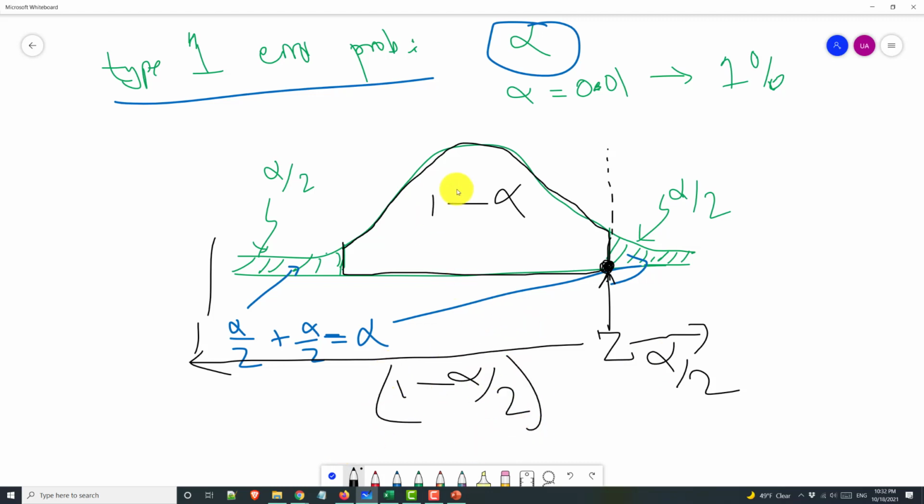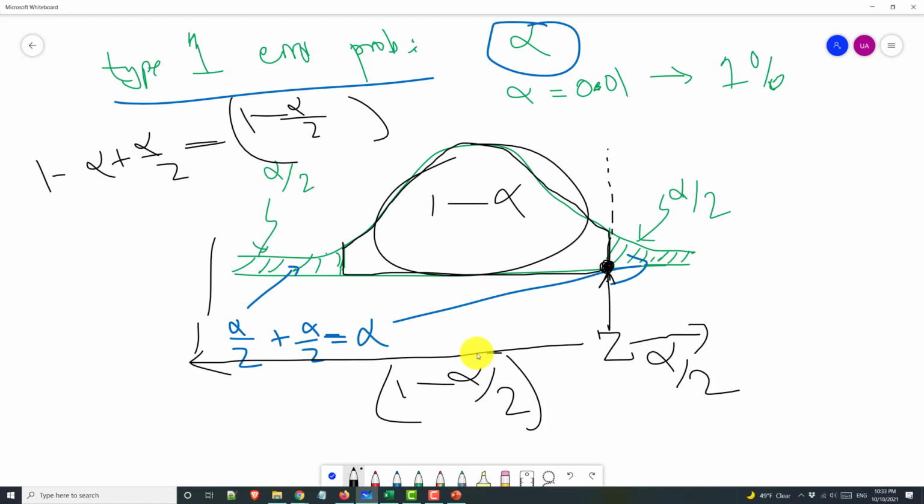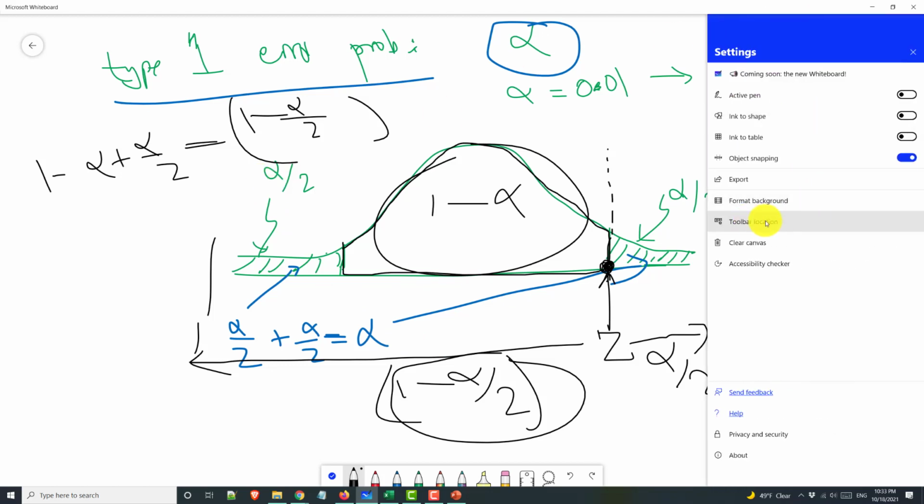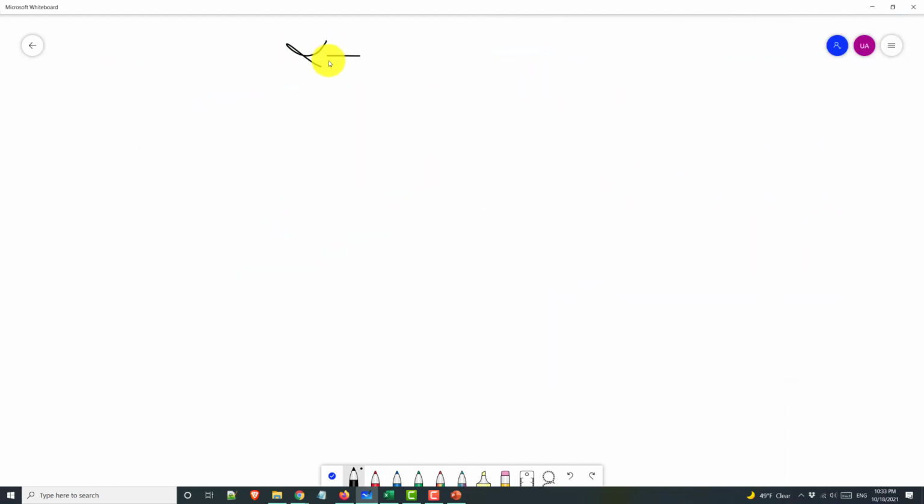How did we get this? Well, the white area here is 1 minus alpha, and then you have to add alpha over 2 to it. So 1 minus alpha plus alpha over 2 is simply 1 minus alpha over 2. That is the probability to the left of z. If this looks complicated, don't worry. It's a lot easier when you have the actual number. So let's do this with the actual 1%. Alpha equals 0.01.